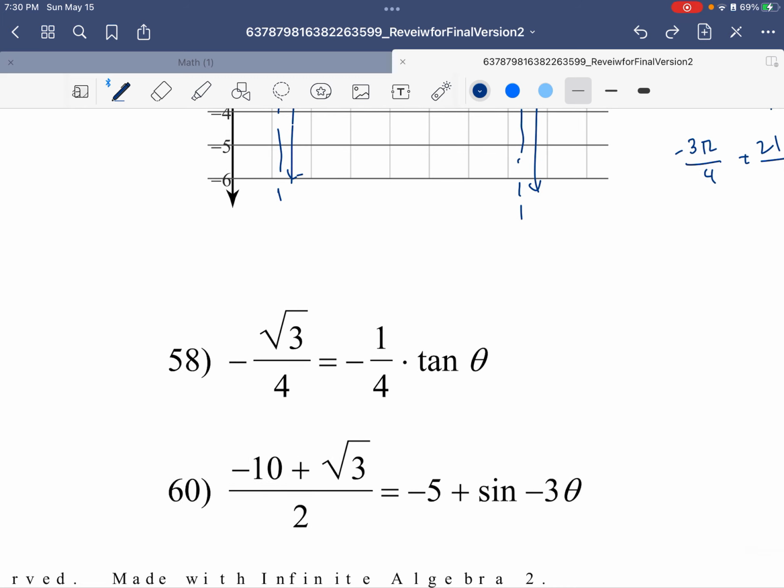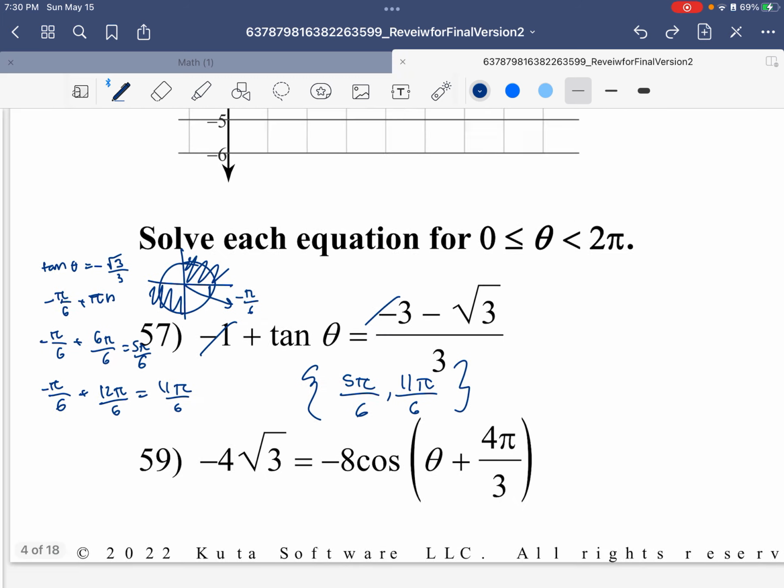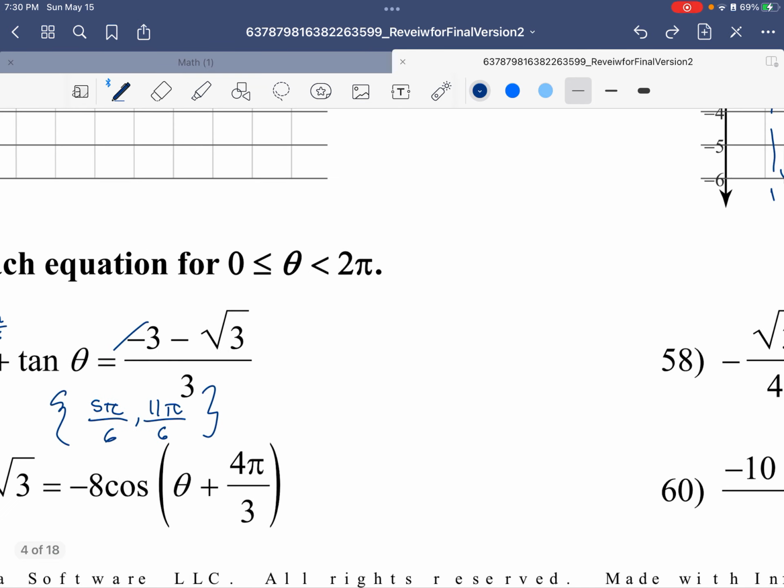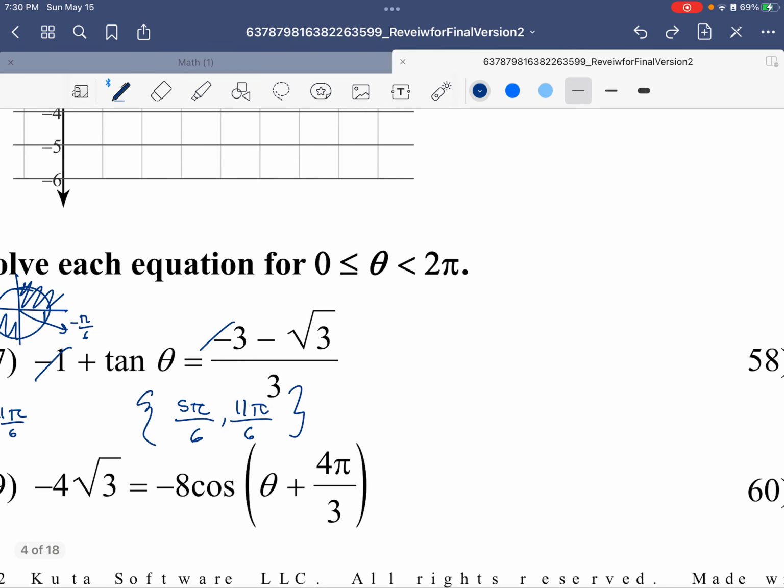So let's not do another tan one. Let's do a cosine one, and then let's do 60. So for this cosine one, you're going to set the inside to theta, and then I'm going to divide both sides by -8, making it cosine theta equals square root of 3 over 2. And you want to find this point on the circle.